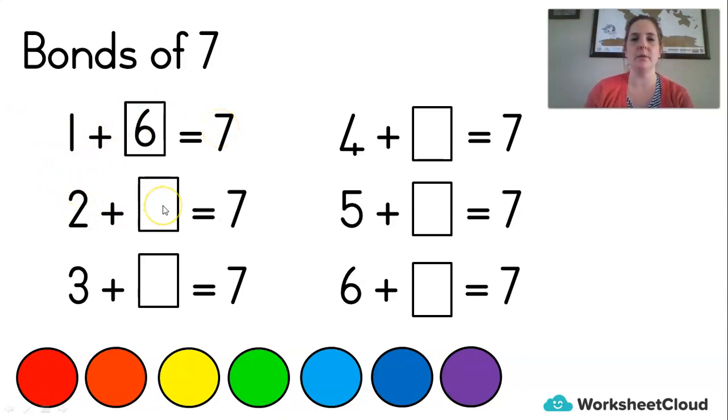2 plus what will be 7? Let's count. 1, 2. Those are the 2 on that side. And let's see how many on the other side. 1, 2, 3, 4, 5. 2 plus 5 would equal 7.